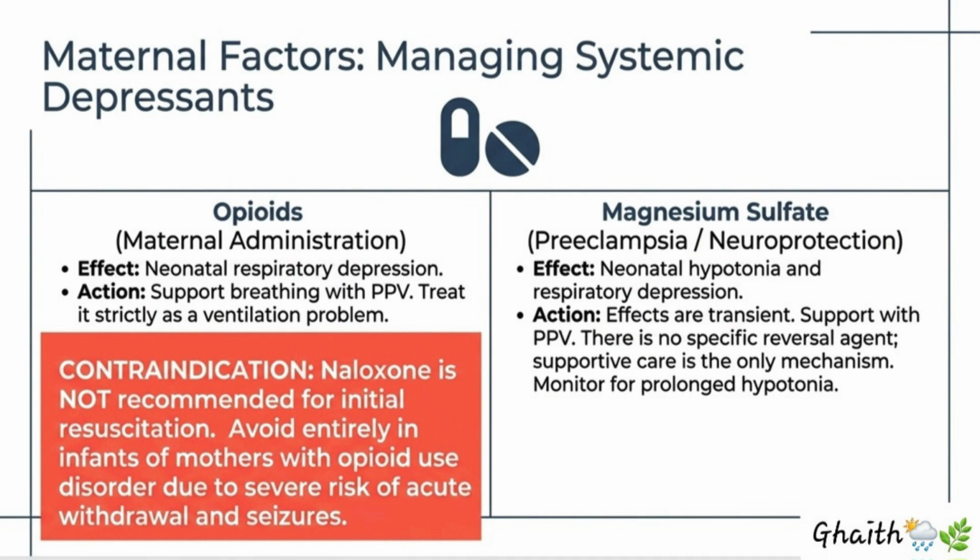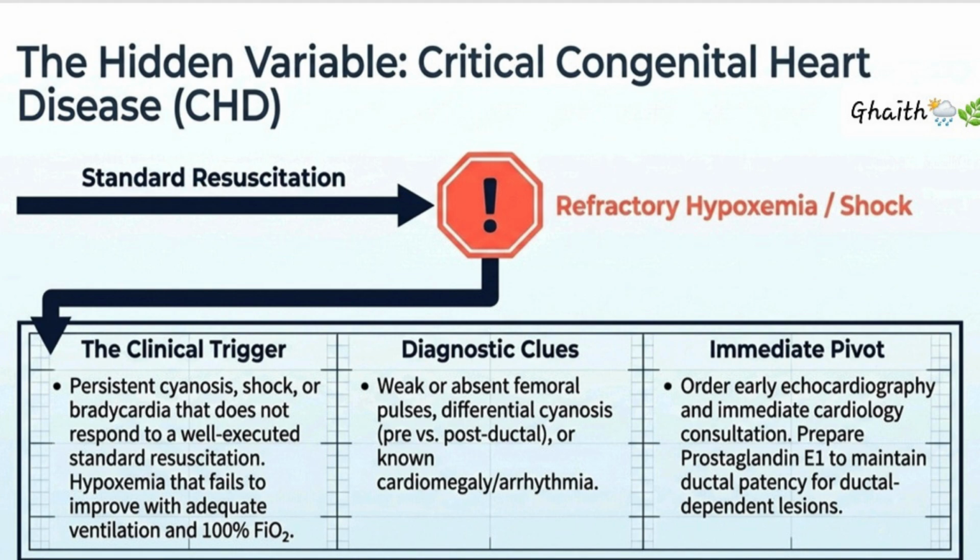This last condition is the hidden variable, the one that doesn't announce itself with an obvious anatomic finding, and instead shows up as a resuscitation that simply isn't working. The clinical trigger: persistent cyanosis, shock, or bradycardia that does not respond to a well-executed standard resuscitation, hypoxemia that fails to improve despite adequate ventilation and 100% FiO2.